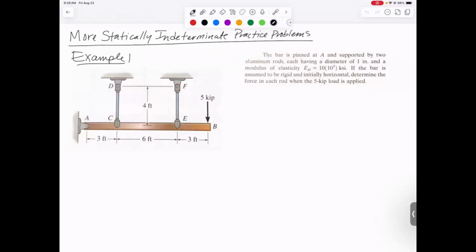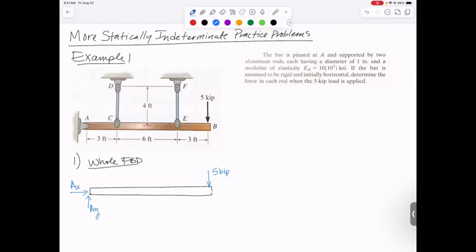For our first step, I want to just draw my whole free body diagram. So what I'm drawing it of is this bar, because these two rods are attached to that bar. They're going to be pulling up on that bar. That's where my load is being applied, and it's pinned at A. So I should be able to get a nice free body diagram of the bar. Doing that, I got my applied 5 kip force at the end. I've got my unknown AX and AY at the pin. And in member CD, if we assume it's in tension, it's going to be pulling up. And EF will also assume tension and pulling up. So we have a free body diagram.